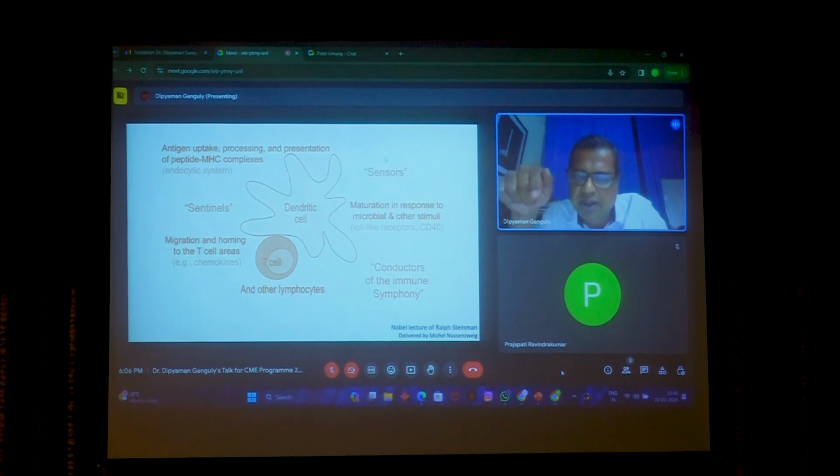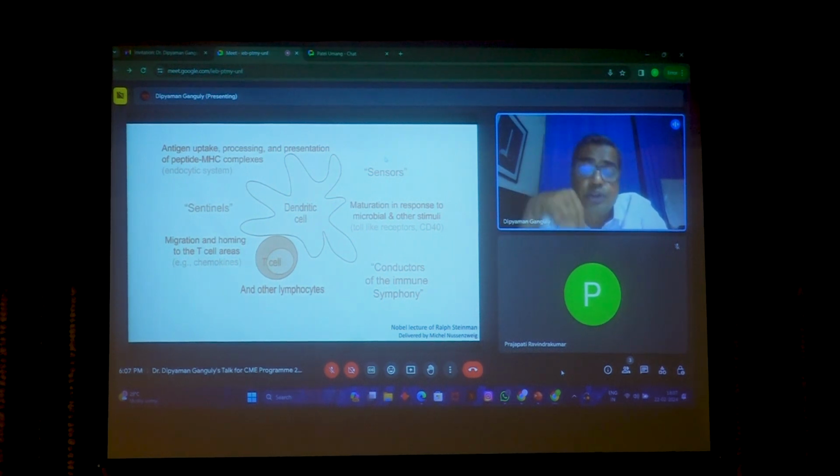So I usually show this slide, from Steinman himself. This was also shown in the Nobel lecture by Nussenzweig, because Steinman, perhaps this audience knows, never knew that he got the Nobel Prize for discovering dendritic cells. When the committee was meeting to decide that he would get the prize, he was on his deathbed and he passed away before knowing that he got the prize. But the committee did not know that he had passed away. That's why he was given the prize. And the Nobel lecture was delivered by Michel Nussenzweig, who was his first PhD student.